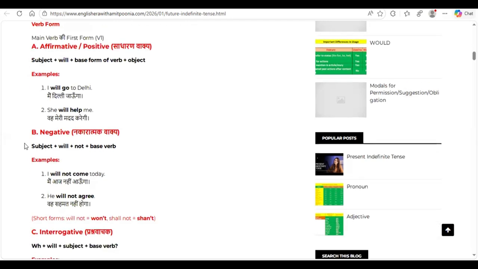Now the second sentence is वह मेरी मदद करेगी. Here वह is used for a female. So we will use a pronoun referring to a female, that will be she, and then we will put auxiliary verb will, then the base form of the verb. मदद करना is called help, so its base form is help, and इसकी मदद करेगी, that is our object me. The complete sentence will be: she will help me.